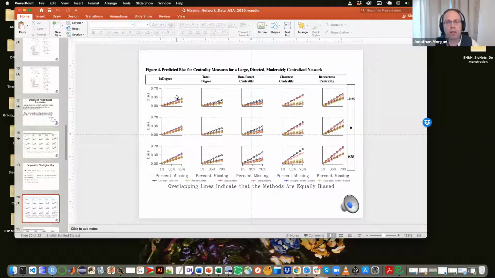So let's think about these in terms of measures. We're often interested in degree measures. And one thing that we've found across all three of these papers is that in-degree is pretty robust. Degree measures are pretty robust. So we have in-degree, total degree. We don't have out-degree.